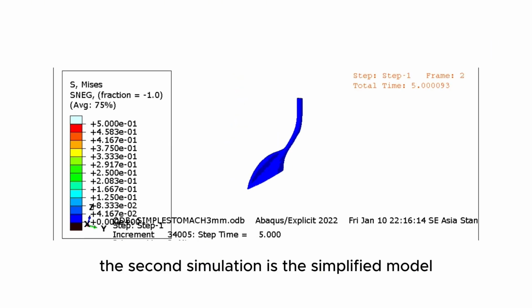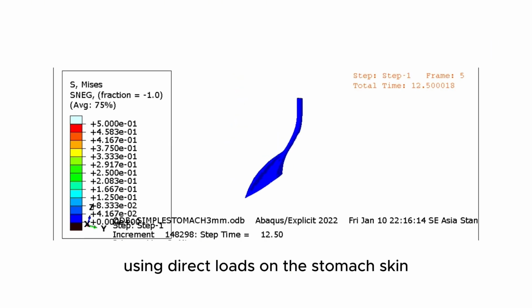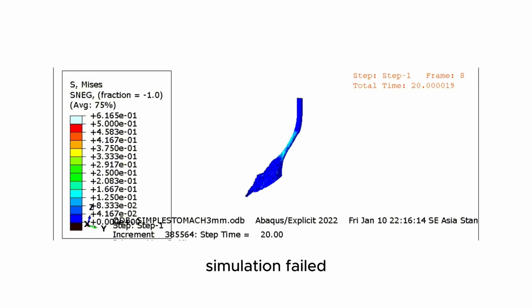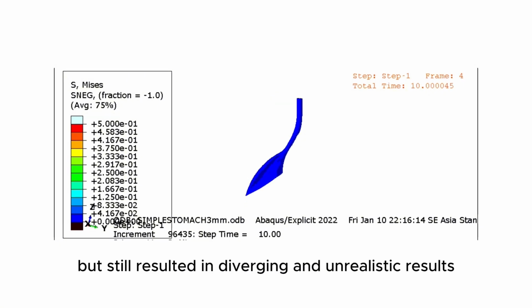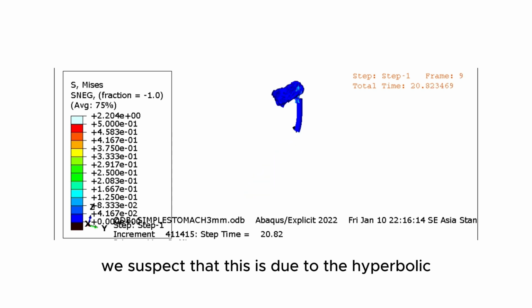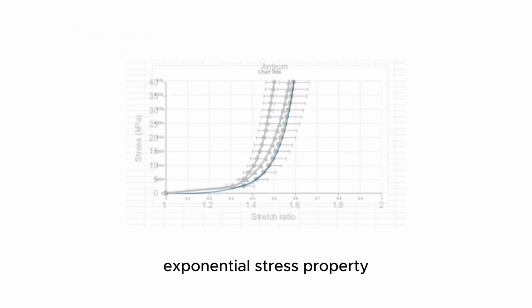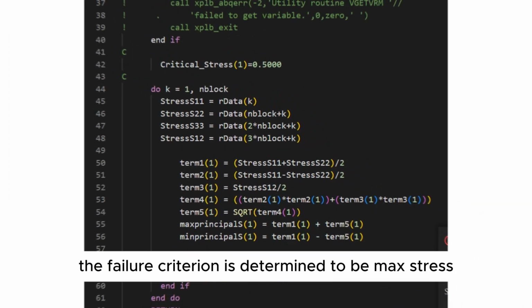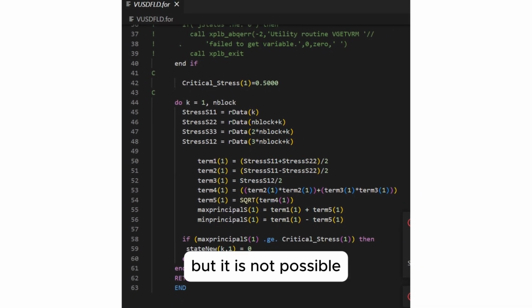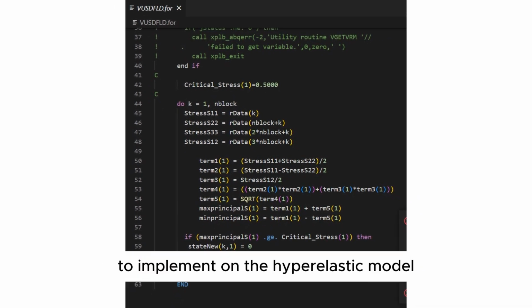The second simulation is the simplified model using direct loads on the stomach skin. This simulation failed. We have tried different measures and loading periods up until 60 seconds, but still resulted in diverging and unrealistic results. We suspect that this is due to the hyperelastic exponential stress property, creating huge forces when the force is increased. The failure criterion is determined to be max stress, but it is not possible to implement on the hyperelastic model without using a subroutine.